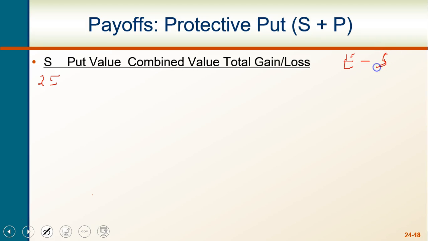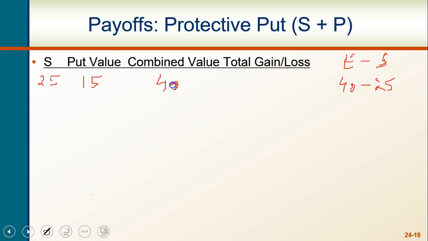So we have seen that the question gives us an exercise price of $40, and the stock price we have assumed at the moment is 25, which means that the intrinsic value of the put option at the moment is 40 minus 25, which will give us $15. So we can write here $15 is the put value. And the combined value would be the sum total of the first two columns. So 25 plus 15 would give us 40.